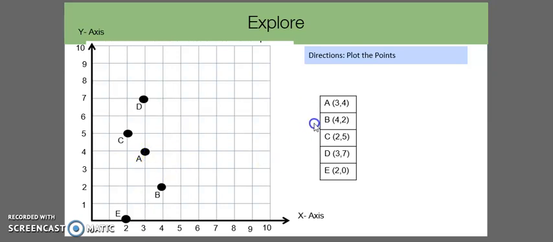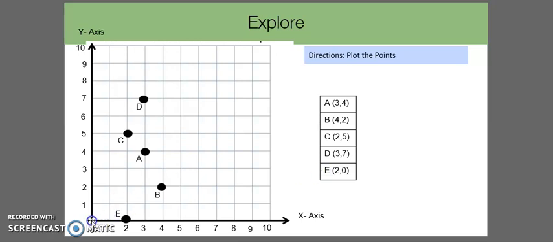Look at another one. Let's say we're plotting B, it's 4, 2. So we're going to start at the origin. We're going to go to 4, count 4 spaces, and stop, and go up to 2 and plot. After you move in the X and Y direction, you put the plot there, and we label the point, which is B. Let's do another one. Let's say we're going to plot E, which is 2, 0.